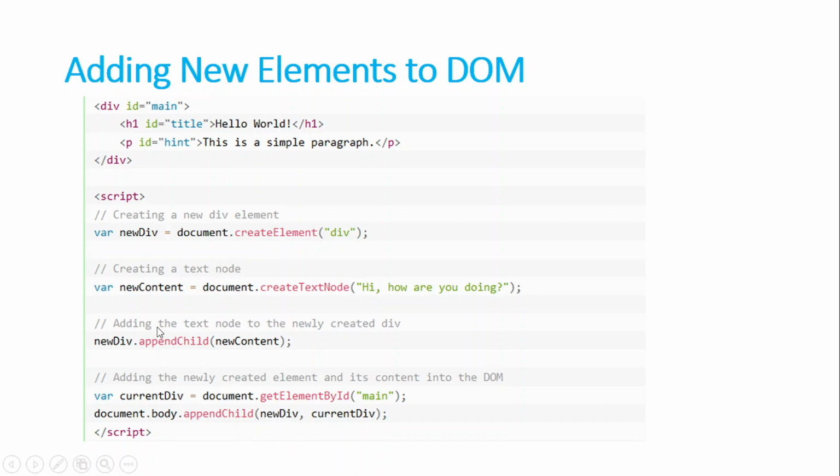So we are using a lot of methods here: createElement for creating elements, createTextNode for creating text content inside this element, and appendChild for appending something in a parent. And then the same thing we're using for this newly created div, appending it inside this currentDiv which we grabbed here.